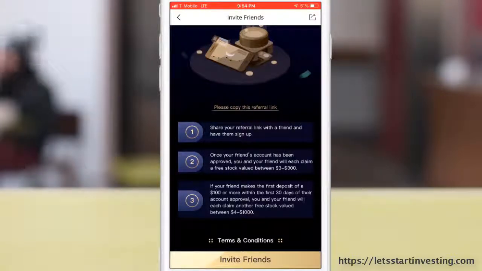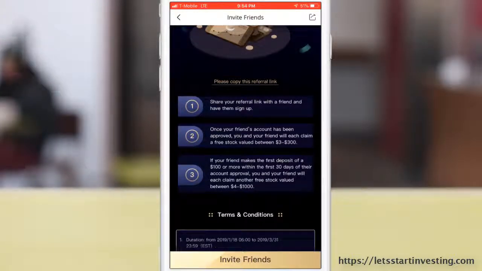It's free stock. And then if your friend joins and actually deposits $100, you'll get another stock valued between $4 and $1,000. So by having a friend join, you can get not one but possibly 2 stocks depending on if they put money in or not. So if they decide to open an account and then just get the free stock and not put any money in, you'll still get a free stock. But if they do put $100 in, you'll get another free stock, and they will too.